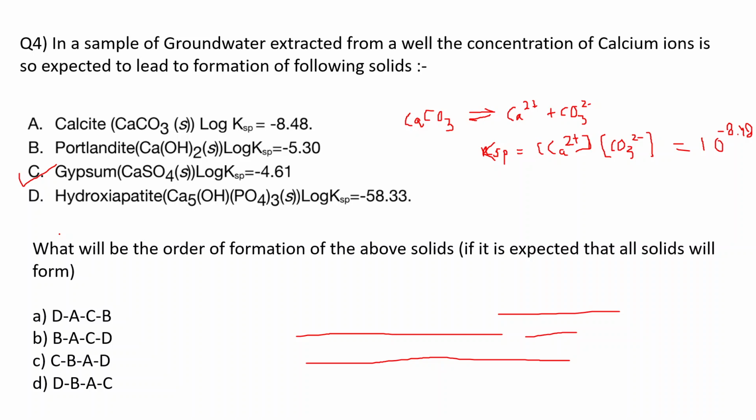Coming to question number 4. In a groundwater extracted from a well, there is a concentration of calcium ion. So we are expecting that these 4 types of solids or precipitates will be formed. We have given the Ksp also. So the question is, what will be the order of formation of the above solids? So this is our question.